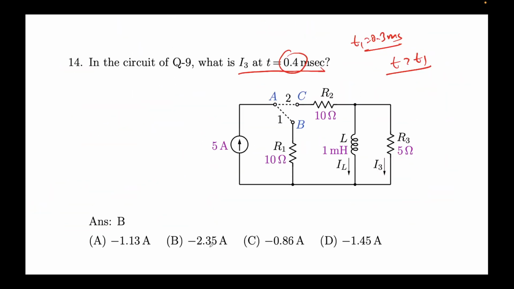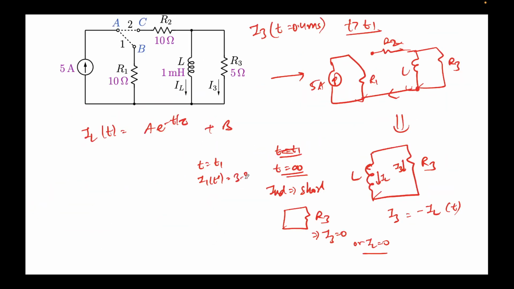Yeah, 3.88. So let's put these values here. At time t equal to t1, first let's put t equal to infinity. So the first term vanishes, and it will be 0 equal to a e to the power minus infinity plus b. That term vanishes, so this will give me b equal to 0. Only the first term will remain, so I can write IL at t1, which is 3.88, should be equal to a e to the power minus t1 by tau, right?